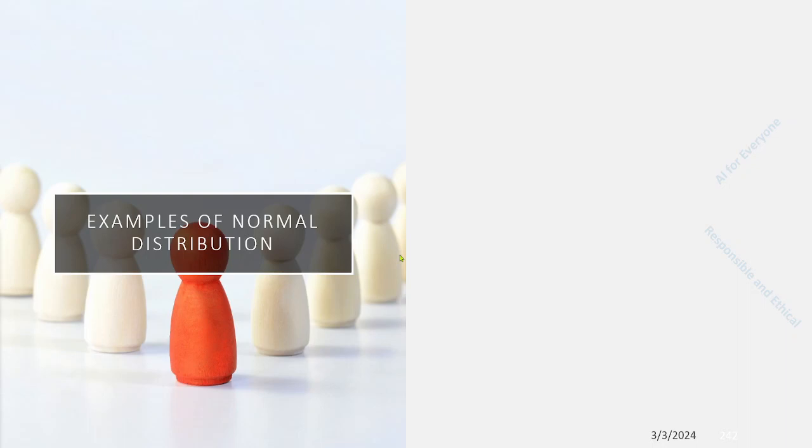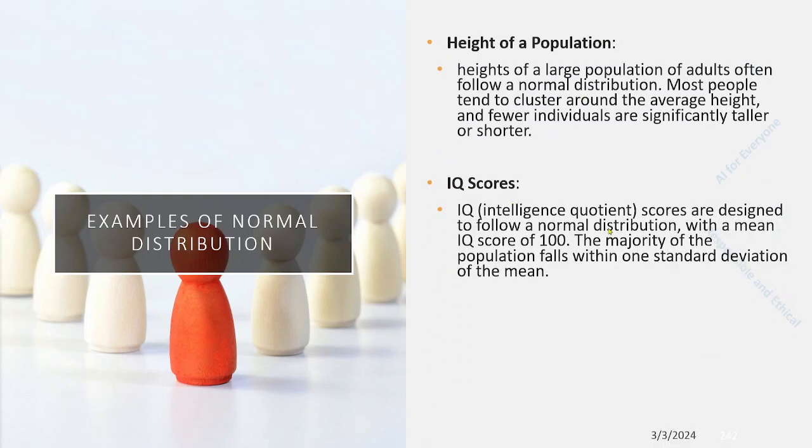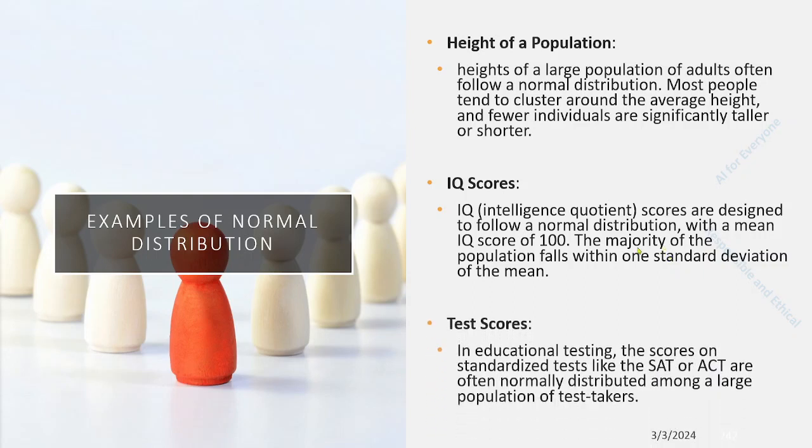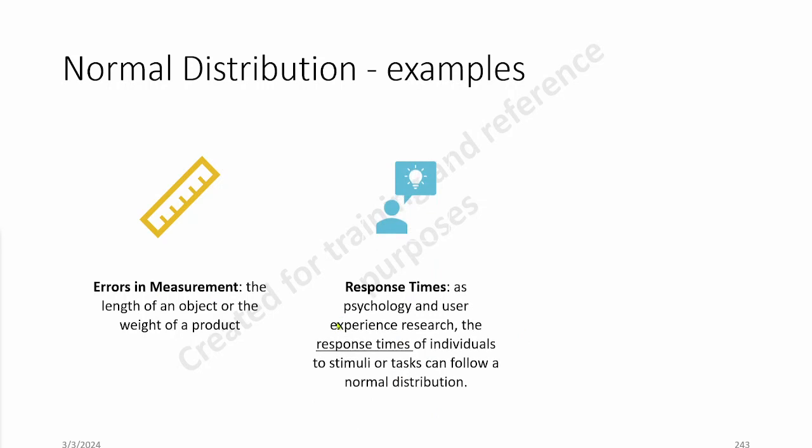What are the examples of normal distribution? Quite a few. Height of a population generally exhibits the normal distribution pattern. IQ scores of some people, students in a class, or some population or sample in general, also exhibit normal distribution. Test scores again of select students or college within a class, or SAT score, ACT score, they all exhibit normal distribution. Some more examples: errors in measurement. This also represents normally distributed patterns.